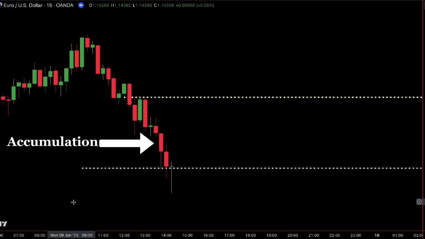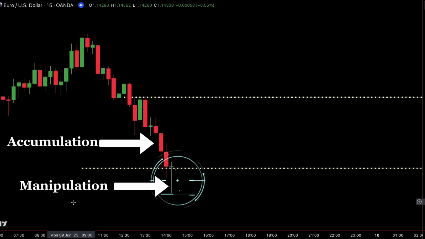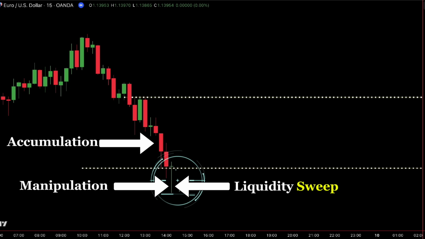First, we had a period of accumulation. Price moving sideways, building orders, nothing too exciting. This is the setup stage. Then comes the manipulation. Price sweeps below the range, takes out stop losses sitting under support, and then snaps right back inside. Classic liquidity grab.